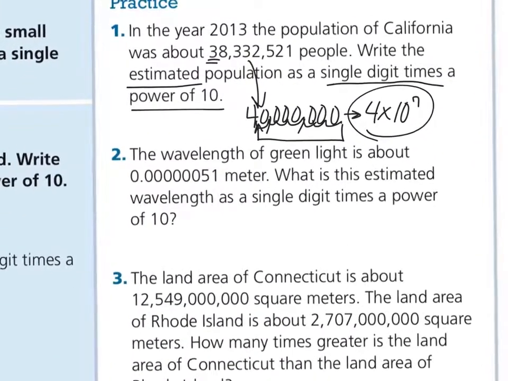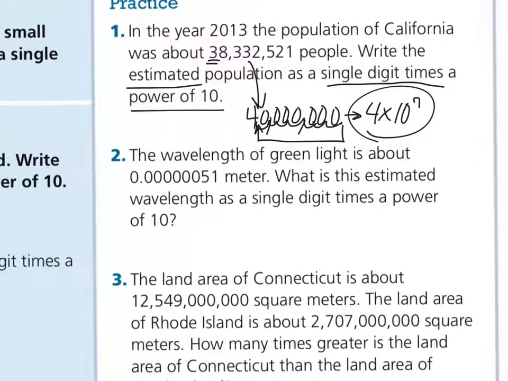Number 2, we have a wavelength of green light is pretty small, especially in meters. What is the estimated wavelength as a single digit times the power of 10? So same idea. The first number we have that's not a 0, the greatest place value position we have is this 5. So it's just a question about whether we're going to keep that a 5 or make it a 6. Since the number after it's only a 1, we're just going to keep it a 5.